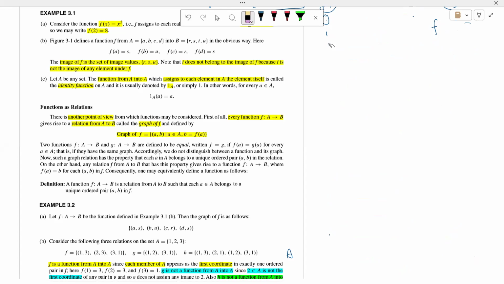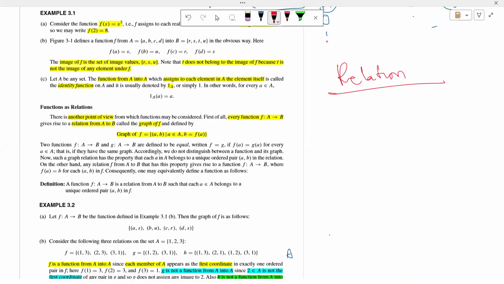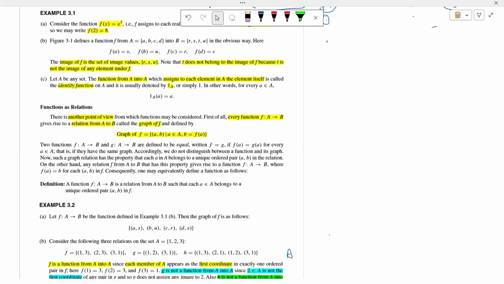Okay. The next topic we are discussing is relations, right? Functions have some similarities with relations, right? Functions mean the relationship between the variables, right?